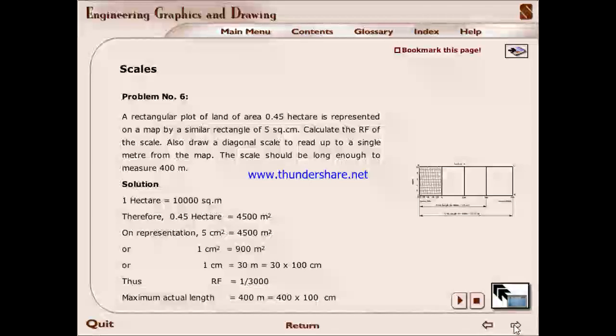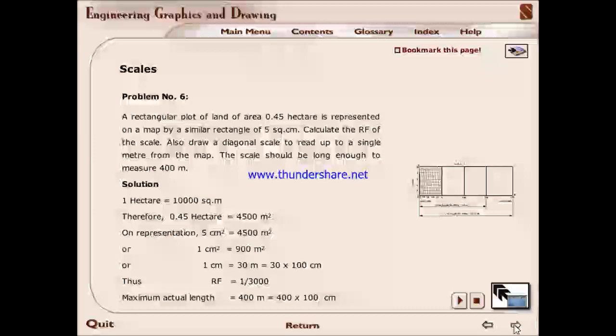Now problem number 6. A rectangular plot of land of area 0.45 hectares is represented on the map by a similar rectangle of 5 square centimeters. Calculate the RF of the scale. Also draw a diagonal scale to read up to a single meter from the map. The scale should be long enough to measure 400 meters.